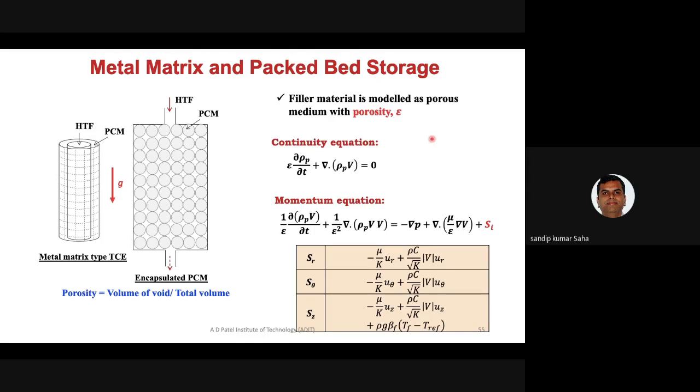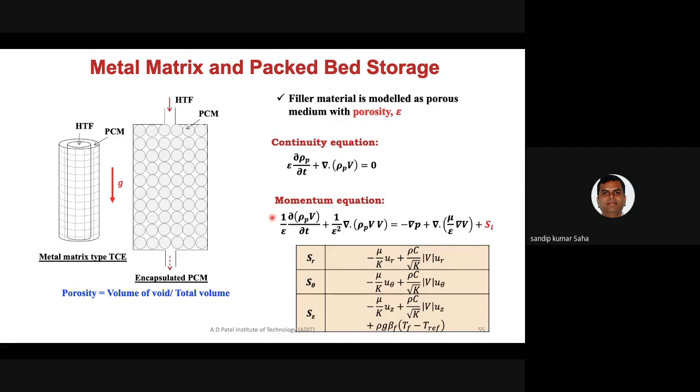What we do is that first we see the capsules and calculate the porosity, and we write the continuity, momentum, and energy equations in terms of the porous medium model, where we add porosity. If you do some analysis, you will get the volume average continuity equation, volume average momentum equation, and energy equation. I will show in the next slide. You will get where the porosity will be involved.